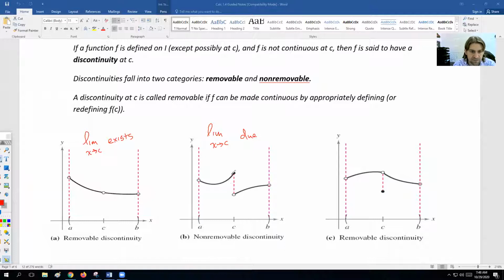That would be non-removable. So you can almost see that if there's a separation or a gap, or almost like a vertical asymptote, we'd say that's non-removable. In this example here, even though we have a location for C, the limit doesn't match. But since it's going towards a location, we would say that's removable discontinuity. The reason why it's called removable will make sense in a little bit, but let's just look at a graph: if there's a hole in the graph, it's removable. If there's a jump in the graph, it's non-removable.